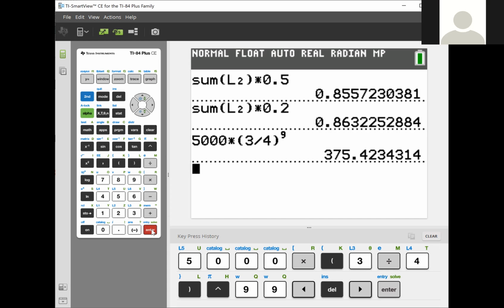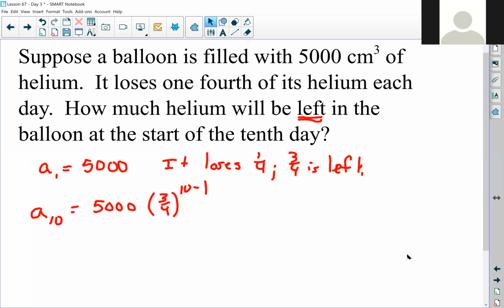And we see we would end up, and I'm just going to round to the nearest whole number, about 375 cubic centimeters of helium at the start of day 10. So there's one way you can use, that would be obviously a geometric progression.